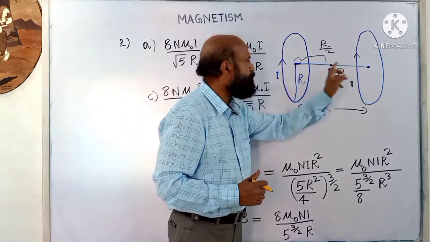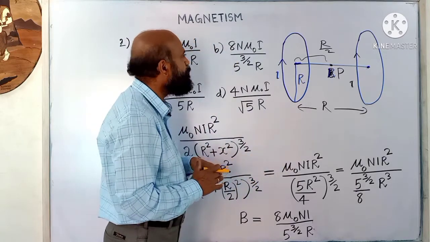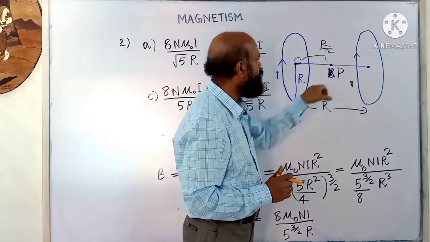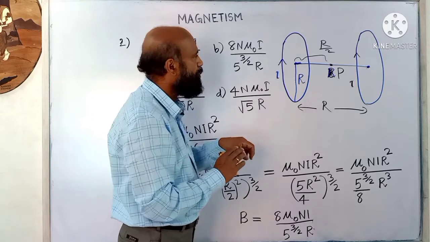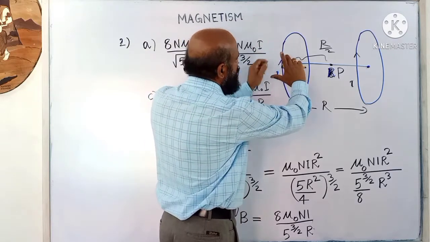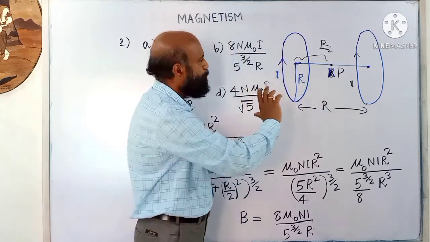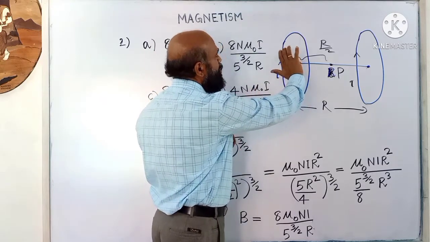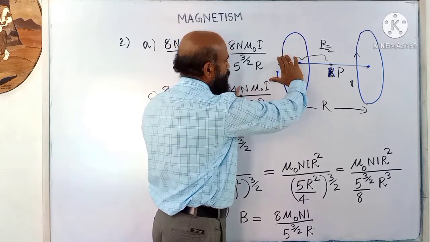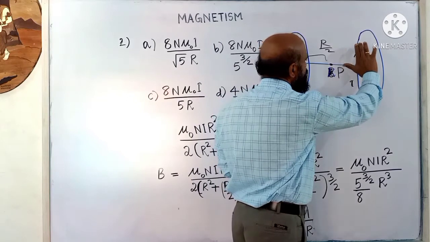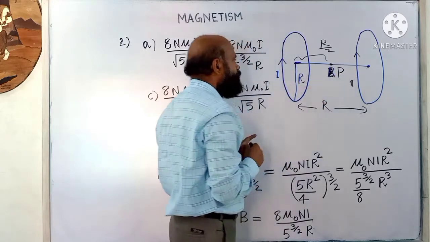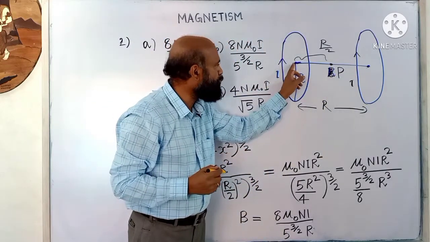Now two coils are there, so we can use the right hand thumb rule to get the direction of the magnetic field. Here current is in the same direction, so the right hand thumb rule is: curl the fingers of your right hand in the direction of the current, then the thumb will give you the direction of the magnetic field. See, thumb is this side. Since the current is in the same direction, magnetic field because of this also is in the same direction. So we have to add magnetic field here because of this coil.